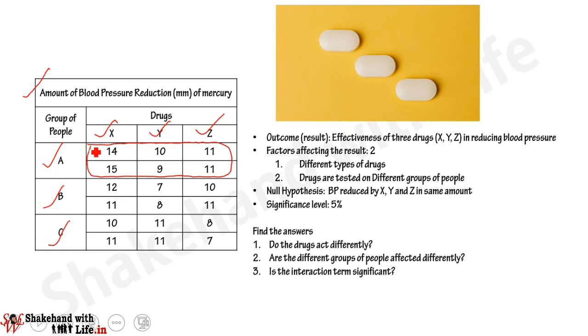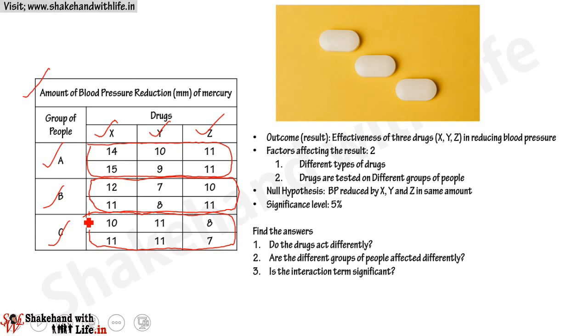And the amount of BP reduced by X, Y and Z for the second group, which is B, is 12 and 11, 7 and 8, 10 and 11. Now the amount of BP reduced by X, Y and Z for the third group is 10, 11, 11 and 11, 8 and 7. So these are the observations which we have collected from the experiment.